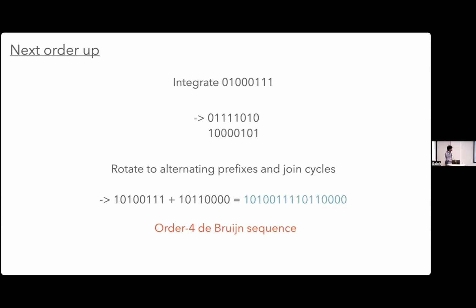So now let's do this integral again. I'll start with that order 3 de Bruijn sequence, 0, 1, 0, 0, 0, 1, 1, 1. Integrate it, and I'll get 2 cycles again, like before. But now the length of the substring I want to join on is going to be 3, 1 order up, not 2. So we'll rotate to that alternating prefix. We'll choose that prefix to be 1, 0, 1. We rotate in both cycles. We'll get 1, 0, 1, 0, 0, 1, 1, 1, 1, 0, 1, 1, 0, 0, 0, 0. Join those 2 cycles, concatenate those 2 rotations, and we'll get an order 4 de Bruijn sequence.